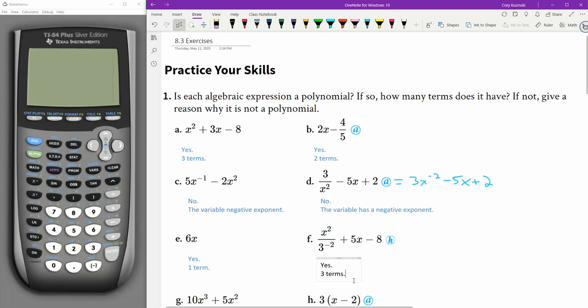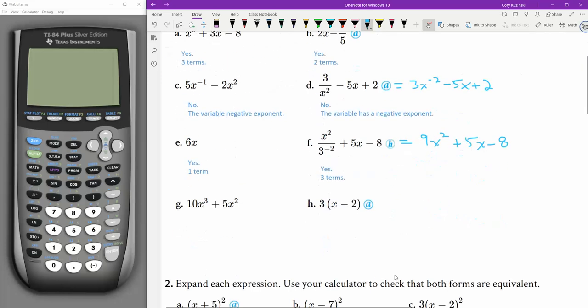You might be looking at that negative exponent and thinking, no, that can't be a polynomial. You just said negative exponents aren't allowed. On the variable, they're not allowed. This is actually equal to 9x squared plus 5x minus 8. So it's got 3 terms, 9x squared, 5x, and negative 8. This is a polynomial.